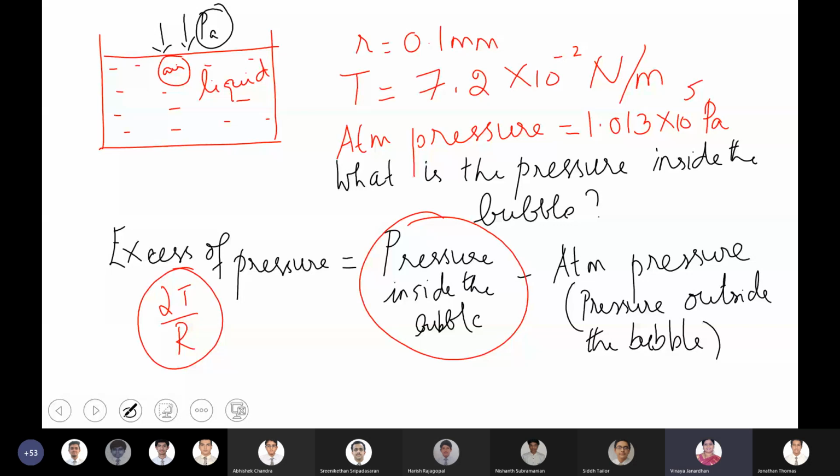Boys, others, should I do it, or will you be able to do it? Ma'am, we'll do it on our own. The radius is 0.1 times 10 to the power of minus 3 meters.